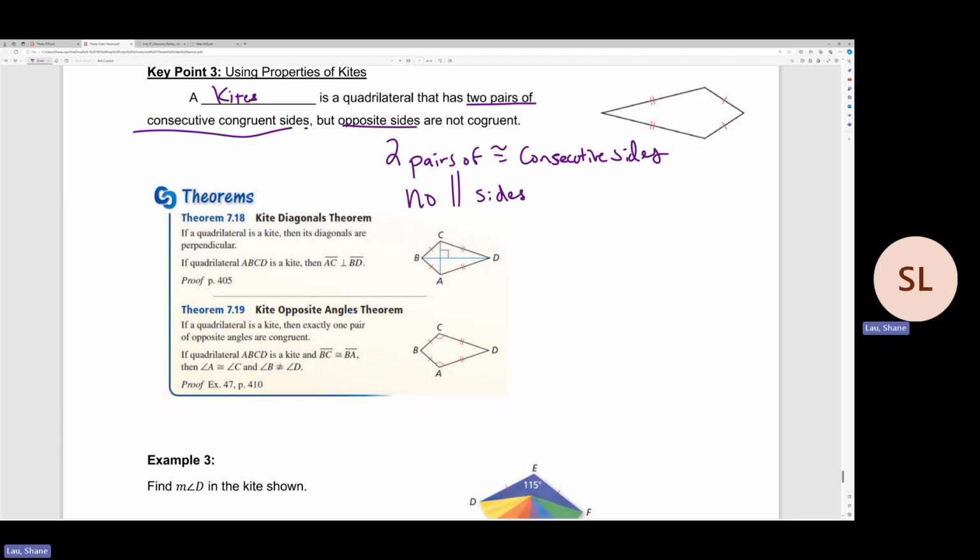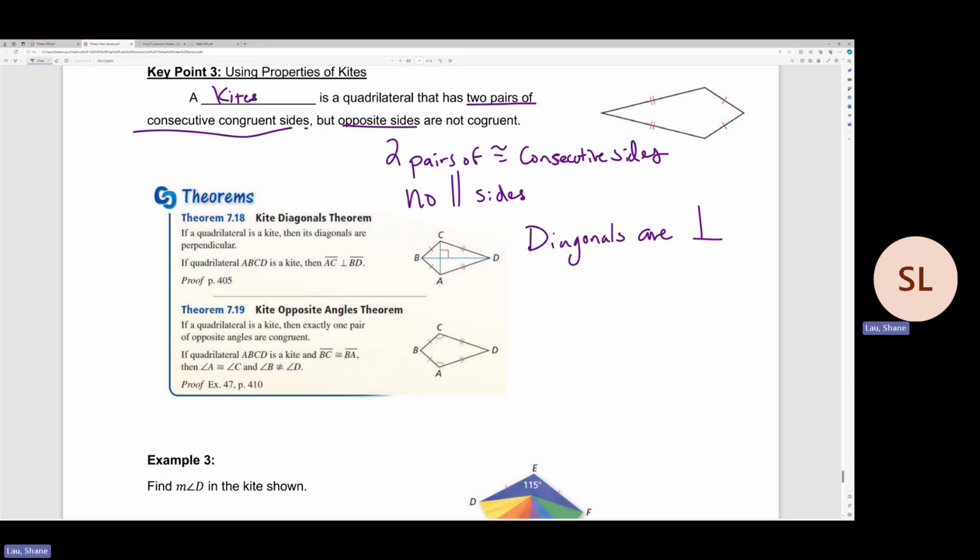Okay. And simply for 7.18, what we're going to put is that the diagonals are perpendicular, as you can see. We have the right angle there. AC and BD are diagonals, and they cross each other to make 90-degree angles.